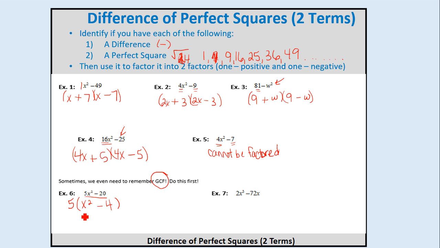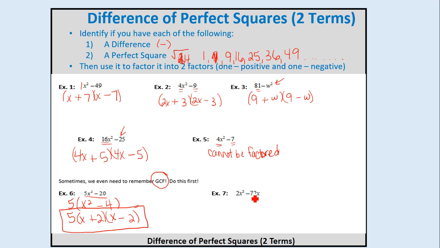By pulling that 5 out, I now see a difference of squares pattern. Ooh, I see a 4, I see an x squared. X and x, 2 and 2, one positive and one negative, and that 5 that we took out right away is still a part of my factored answer. This is the factored form for this problem. We had to take the 5 out right away in order to see that pattern happening.